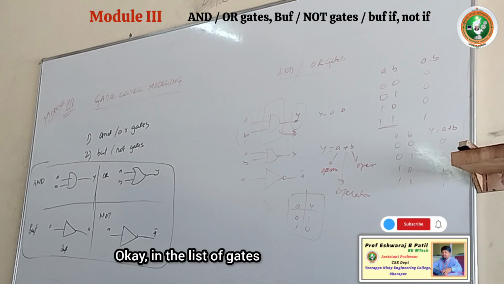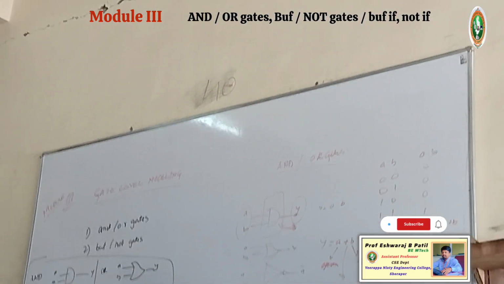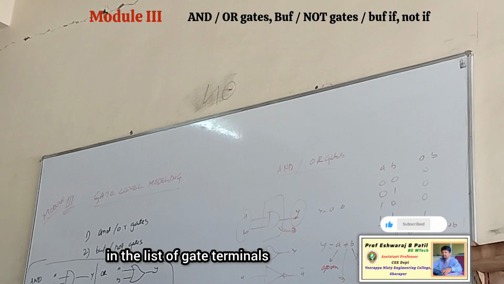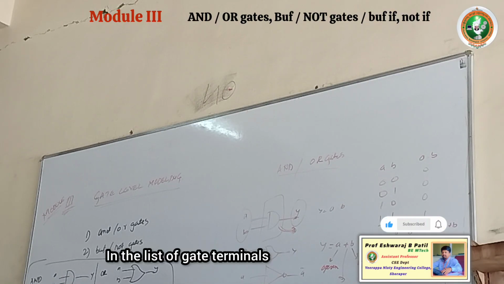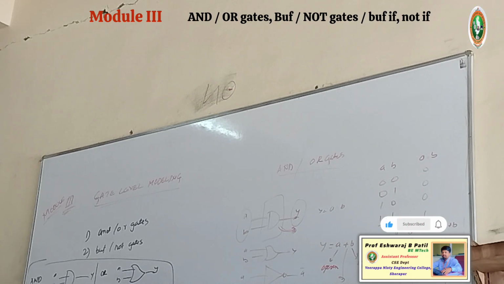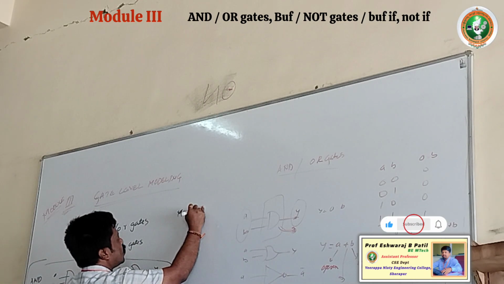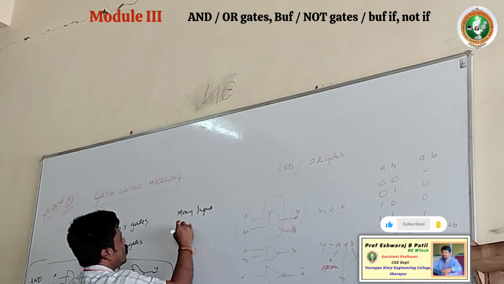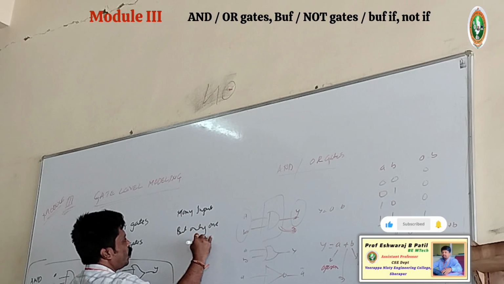Okay, in the list of gate terminals, a gate can have many inputs but only one output.